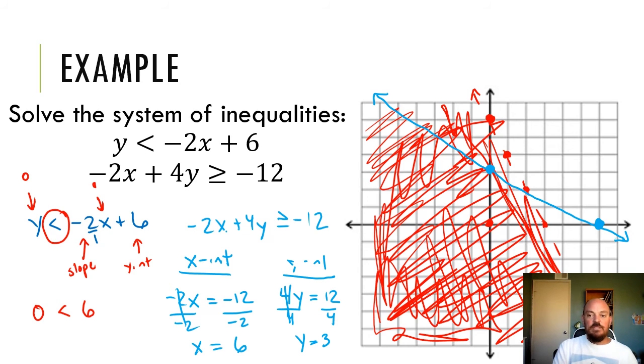We'll test again. I'm going to test 0, 0 again, because I told you guys that's my favorite one to test. It's the easiest to plug in. I'm going to plug in a 0 here and a 0 here. And both of those turn into 0. So what I get is 0 is greater than or equal to negative 12. And yes, that is true. 0 is greater than negative 12.